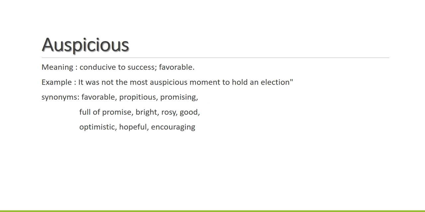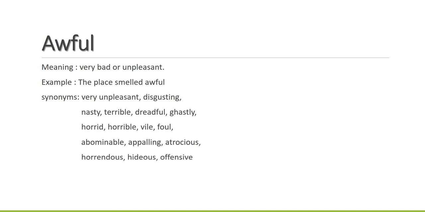And the next one is auspicious. The meaning of auspicious is conducive to success, or favorable. Example: it was not the most auspicious moment to hold an election. Synonyms are favorable, propitious, promising, full of promise, bright, rosy, good, optimistic, hopeful, and encouraging.